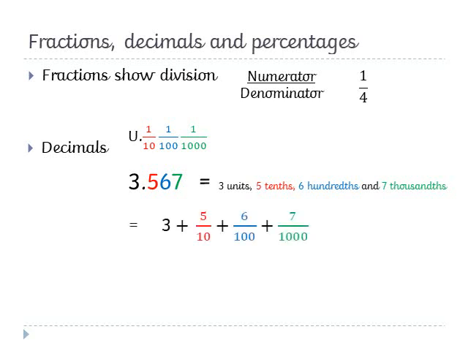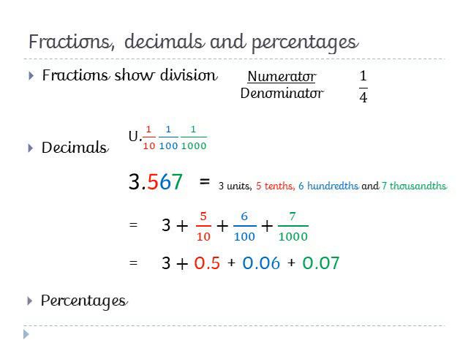And if I think about that as fractions, I've got 3 whole ones, add 5 tenths, which is the red digit here in the tenths column, 6 hundredths, 6 out of 100, which is the 6 in the hundredths column, and 7 thousandths, which is our 7 in the thousandths column. And again, as decimals, it's 3, add 0.5, 5 in the tenths column, 0.06 because 6 is in the hundredths column, and 0.007, with that 7 being in the third decimal place in the thousandths column. And they all equal 3.567.